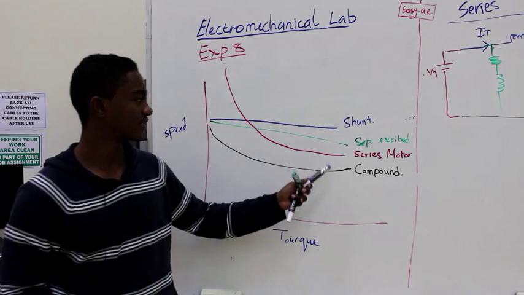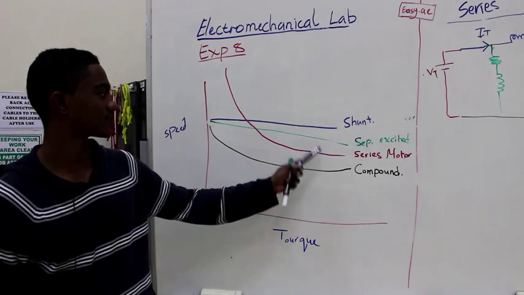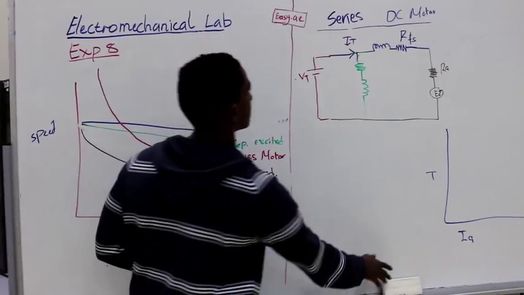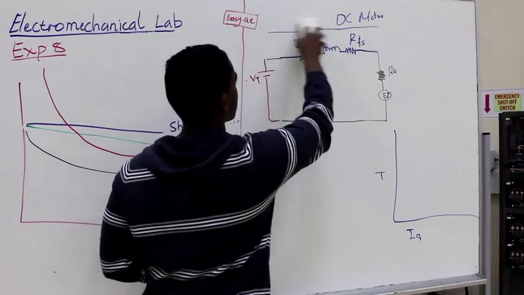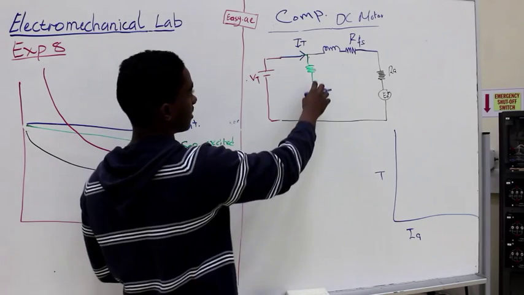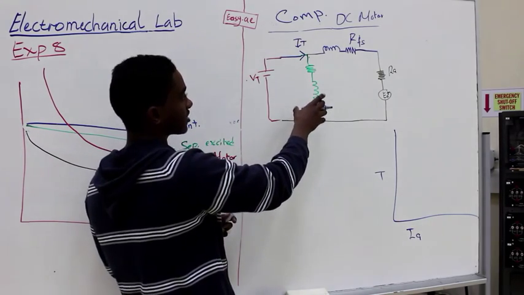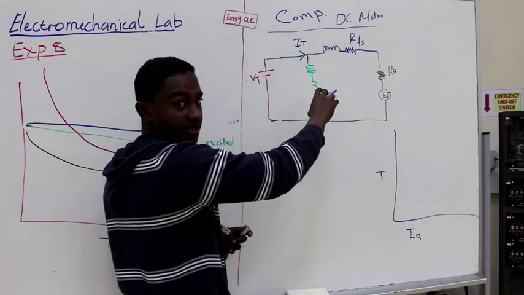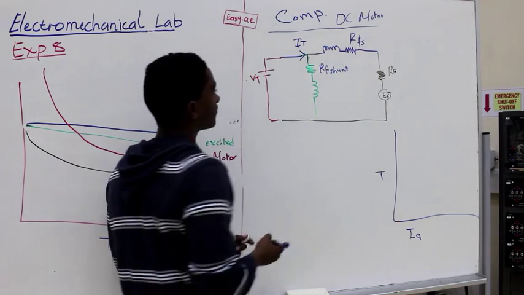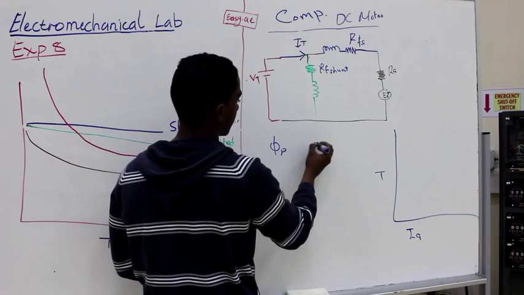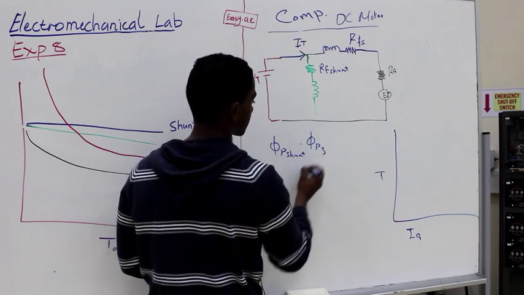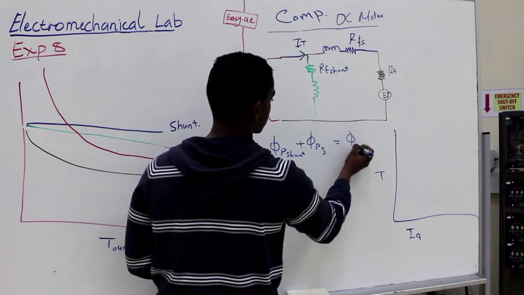It's like an intermediate curve between the series motor and the shunt motor. We're going to see why in the circuit of the compound motor here. Here we have compound. So the compound motor is actually a motor that has both series winding and the shunt winding. So this is going to be RF of shunt. So we're going to have two fields: a field from the shunt and a field from the series winding. If you add them together, we get the total field.